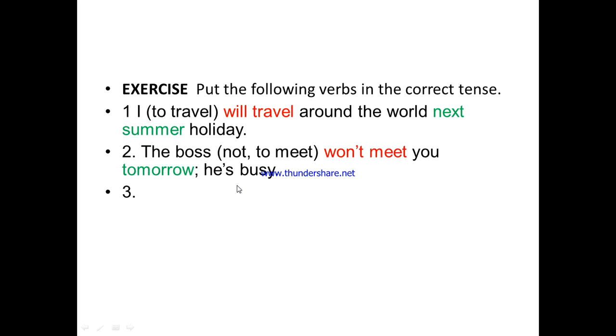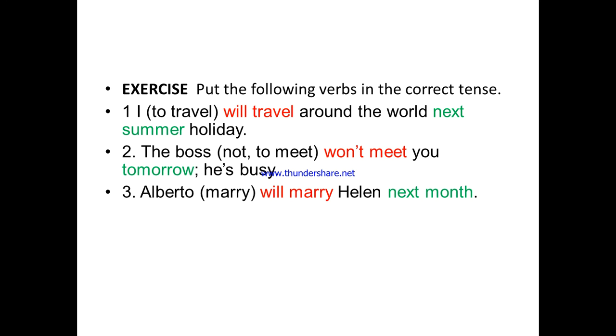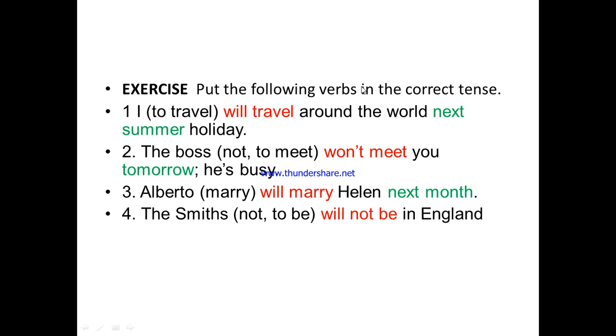Number 3: Alberto marry Helen next month. So لماذا استعملنا will زائد فعل، future simple؟ Will marry، the verb is marry، Helen سوف يتزوج، marry next month الشهر المقبل، لأن عندنا عبارة next، فعندما أرى هذه العبارات، when I see these expressions I use the future simple، نستعمل المستقبل البسيط. هنا كذلك مثال آخر، another example: next January يعني شهر يناير المقبل، the Smiths عائلة Smiths will not be، سوف لن تكون، not نقول will not or won't، will not be in England سوف لن تكون في إنجلترا next January شهر يناير المقبل.